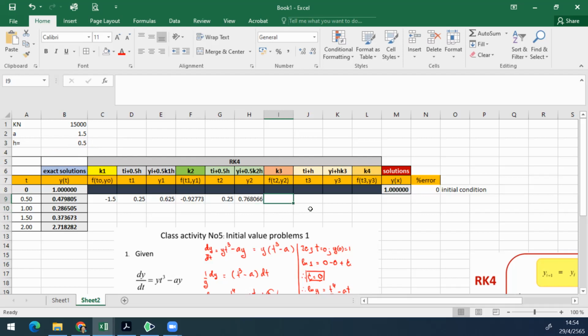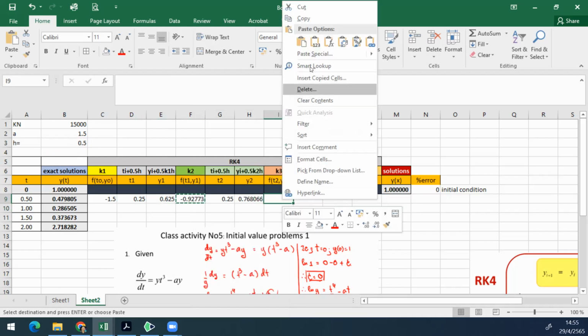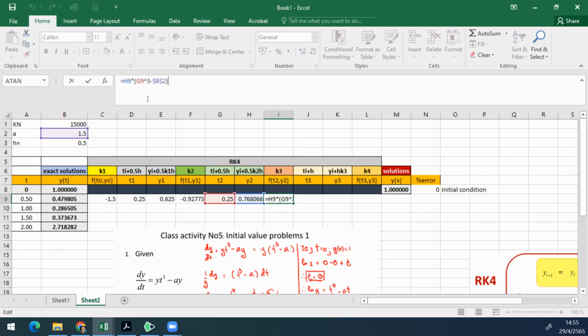And K3 is a function of these two values, right? It actually uses the same function as K2, with these two values. So we can copy this cell to this one. Actually it is the same function. You may type it by yourself. It comes from this.